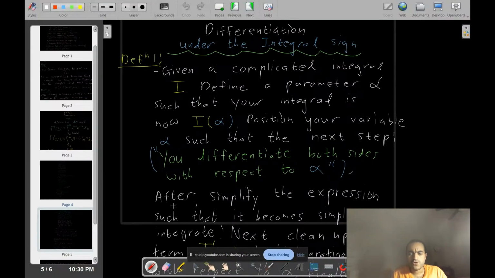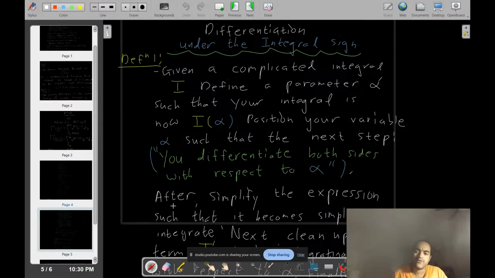So this is all it's used for. You may be given a complicated integral, by which I mean an integral that cannot be solved by elementary methods. So, definition 1: given a complicated integral, capital I, define a parameter alpha such that your integral is now capital I as a function of alpha.